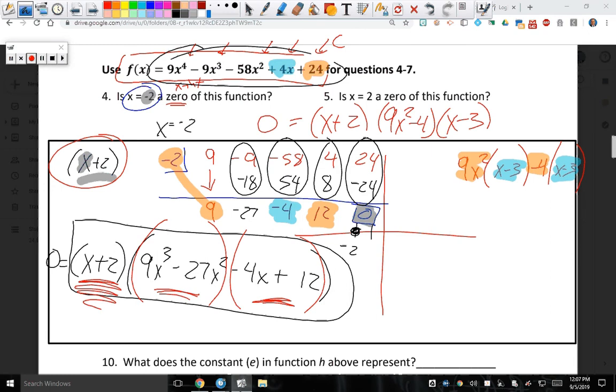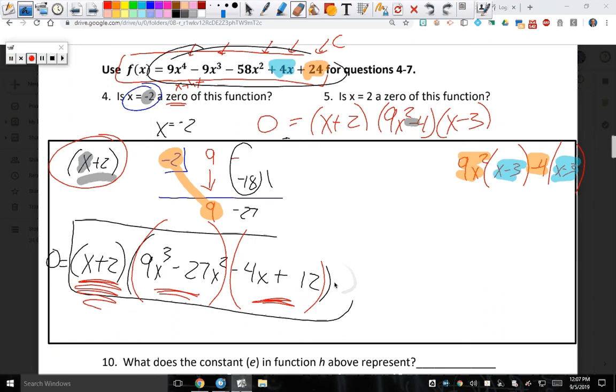Right now, I've almost factored all this out. Difference of squares. Here we go. It will look like the following. This will become 3x plus 2, 3x minus 2. This is x plus 2. This is x minus 3.